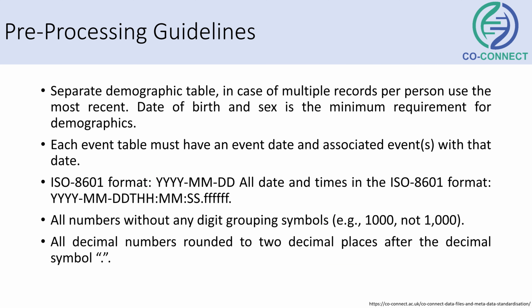The preprocessing guidelines are provided to the data partner by the CoConnect data team. Main points of the guidelines are that there should be a separate demographics table. The date of birth and sex are the minimum requirements for this table. In case of multiple demographic records per person, only use the most recent record. For event tables, each table must have an event date and an associated event or events with that date. The date and number format must be as shown on the slide.